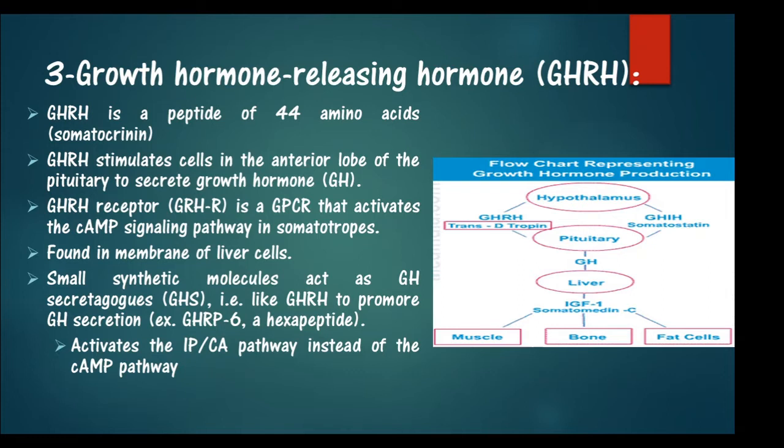Okay. So it's found in the membrane of somatotroph cells, and there are small synthetic molecules that act as GH secretagogues. The GH is already produced, synthesized, and stored in secretory vesicles, and when there is a stimulation for release, it is released. And this activates the IP3 pathway instead of the cyclic AMP pathway. So we'll see what the IP3 pathway is.